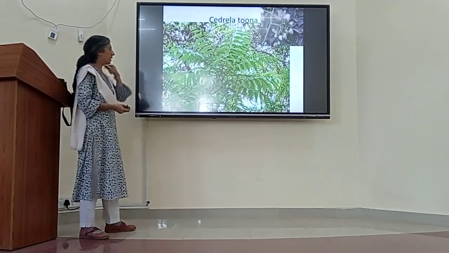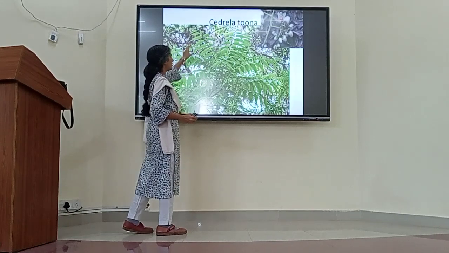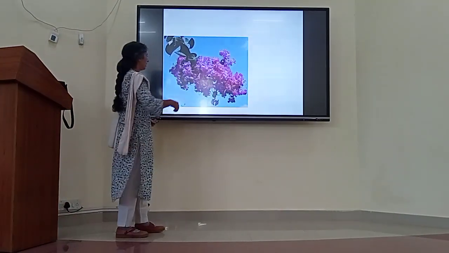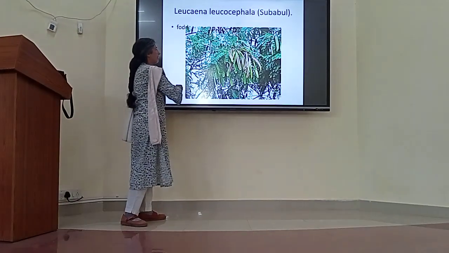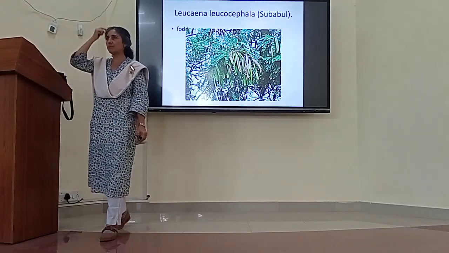This is Cedrela toona. So you have a cluster of these leaves which are seen. Cedrela toona. Then you have Dalbergia species. This season also you have seen a lot of Tabebuia flowering. Then we come to the fodder species. We have a lot of important fodder species.